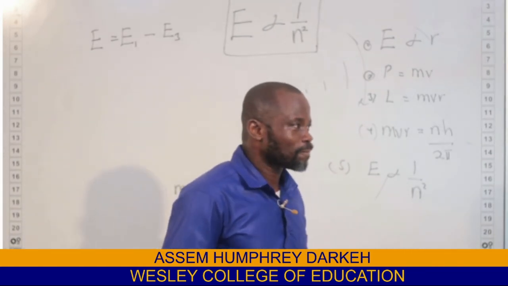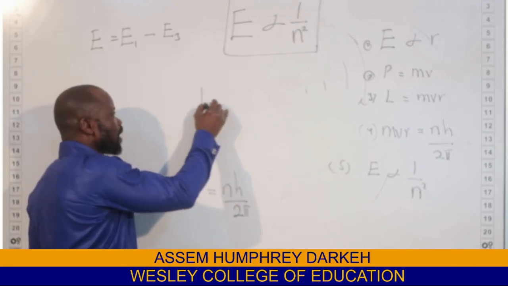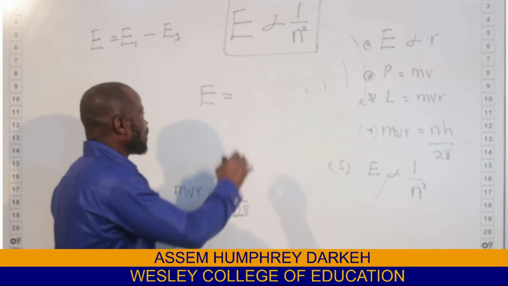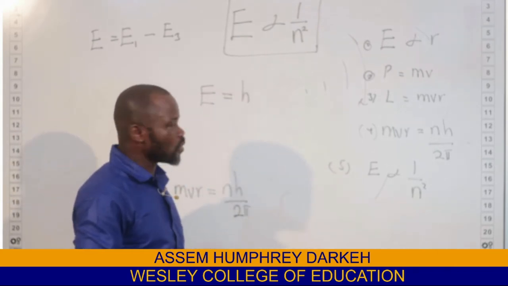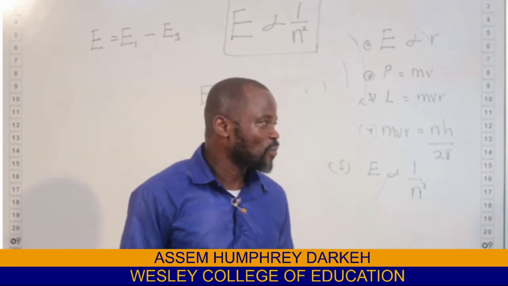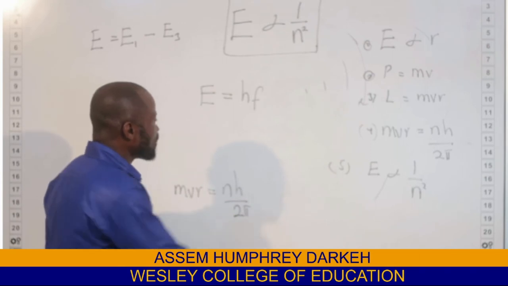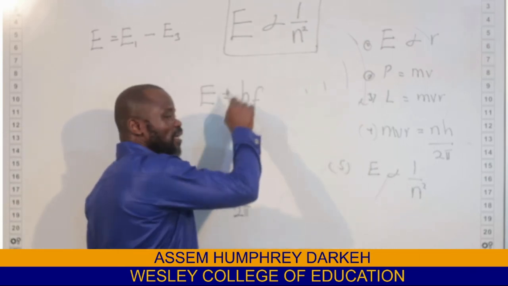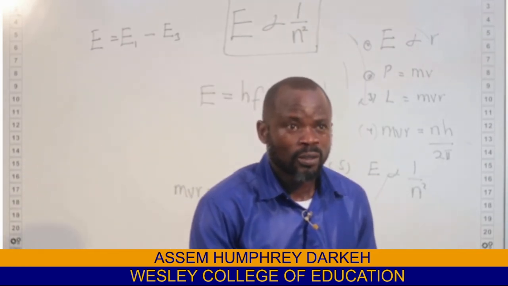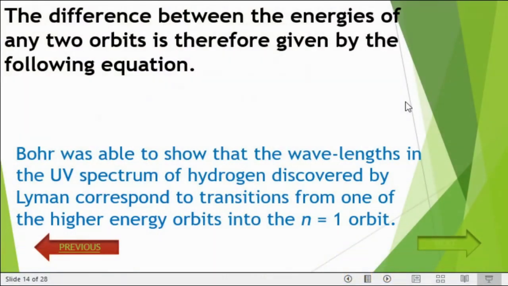Don't forget that earlier on we put up an equation which suggests that the energy of a photon is given by h nu, where nu is the frequency. Some use v to represent it, but this is the energy of the photon. And so this E here is the same as h nu, which we shall look at in future. Now, the difference between the energies of any two orbits is therefore given by the following equation.